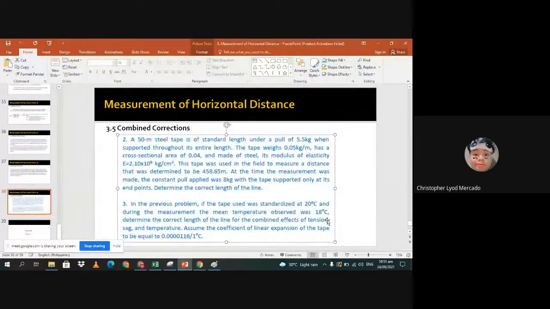Sir, the unit sa cross-sectional. 0.04 square centimeter. Yes, sir. So seatwork.